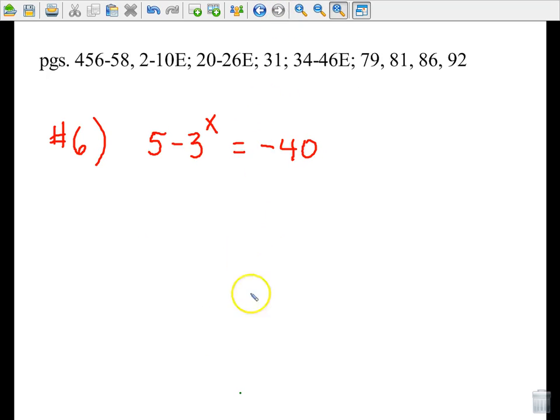Okay, I want you to write the assignment, and then I'm just going to set up number 6 because it gives people some fits. It's a little different, so I'm going to set it up for you, and I'm going to let you finish it.